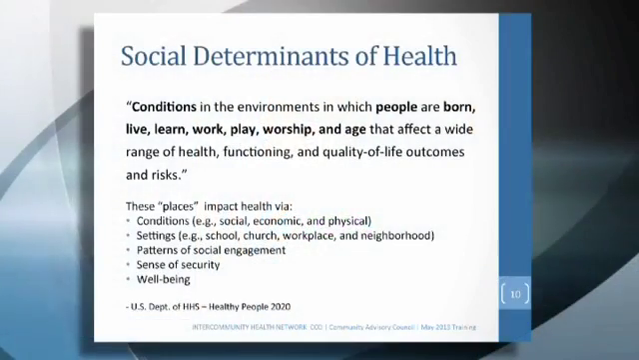And there is something called the social determinants of health. It's a framework for understanding how health is produced in a community. This definition is coming from Healthy People 2020, and I'm going to read it to you in case you can't see it too well. It says, conditions in the environments in which people are born, live, learn, work, play, worship, and age that affect a wide range of health, functioning, and quality of life outcomes and risks.